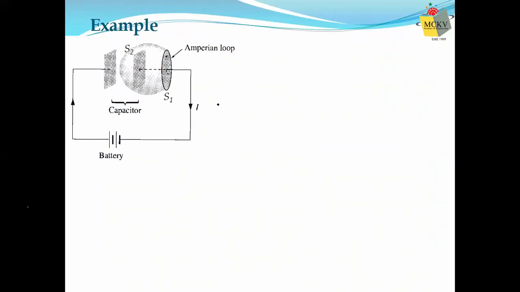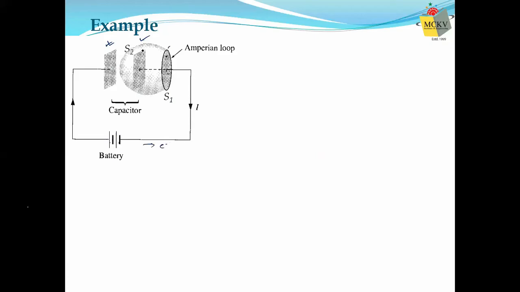Like I'm telling you one situation. You observe, this is a battery. Now we have two plates of a capacitor. This is one plate and this is another one. These are the two plates of a capacitor. And we know that when the battery is on, this is the direction along which electrons will flow.